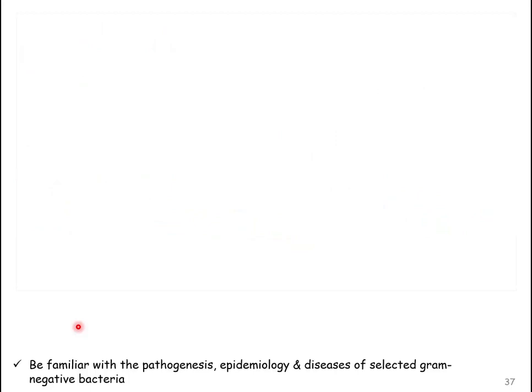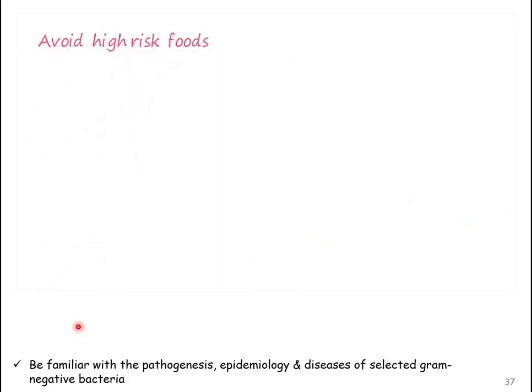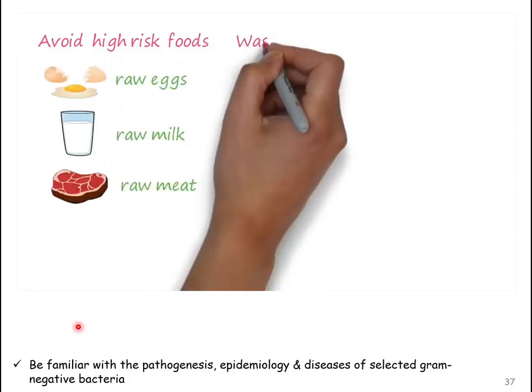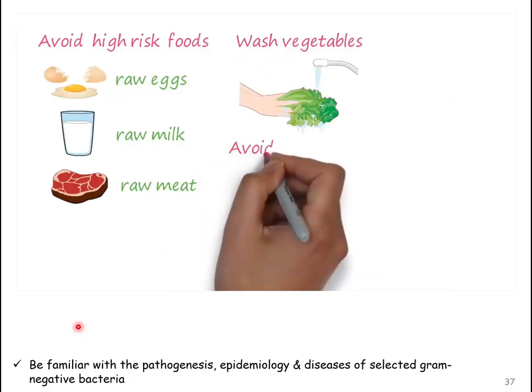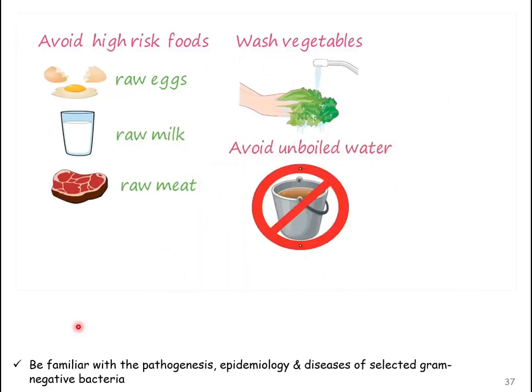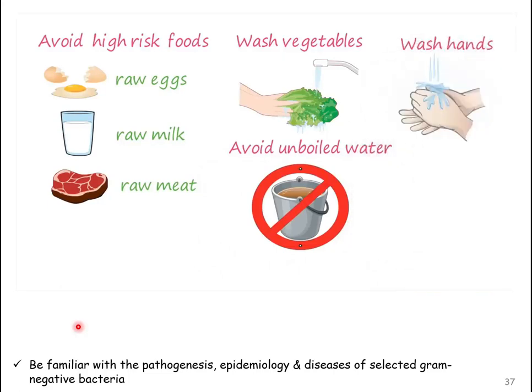To reduce the chance of being infected, high-risk foods that may contain the bacteria should be avoided. This includes raw eggs, unpasteurized milk, and raw meats. Fruits and vegetables should be washed carefully, especially if they are eaten raw. Avoid using water that has not been boiled or treated. It's very important to wash hands, especially before handling food, during food preparation, after using the toilet, and after contact with animals or those who are sick.